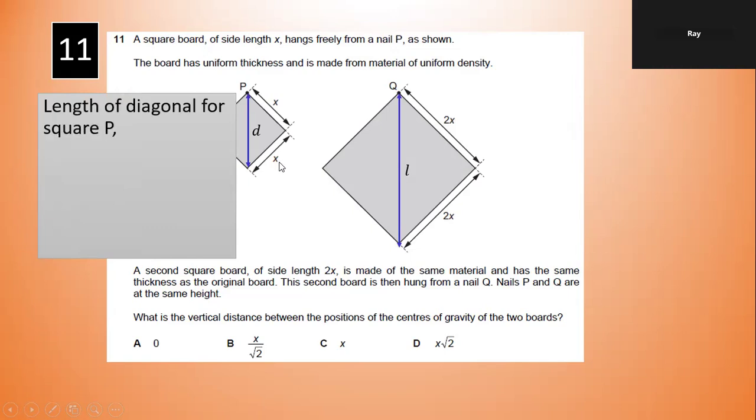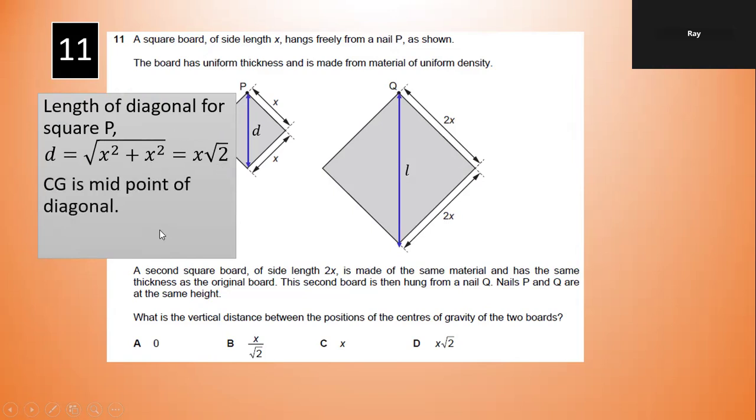The length of the diagonal of square P, and x square is, so the diagonal in terms of x is x squared plus x squared, which is x root 2. CG is the midpoint of the diagonal. Right? We can take it from P. That center of gravity is here, so it's half of this one. Same thing.